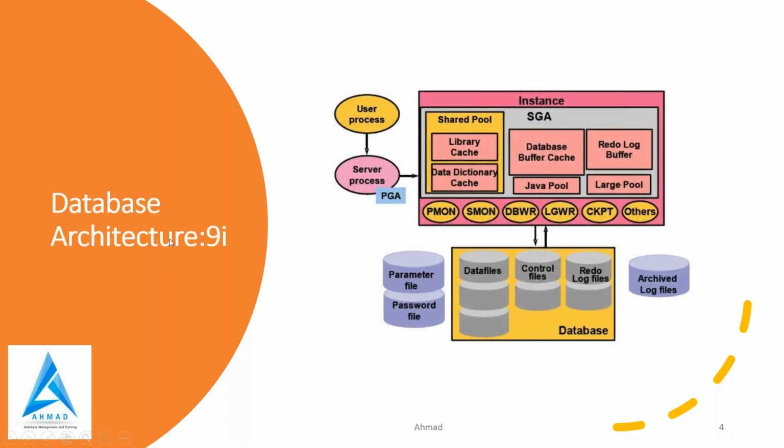As we know, 9i is a very stable version and it actually ran almost 10 years. This is the first version which ran almost 10 years. It launched in 2001, then 2002 9i release 2. That release went till 2012 and maybe more. So in this database architecture, we have Oracle Server.